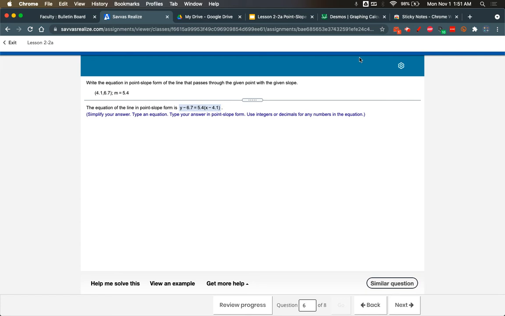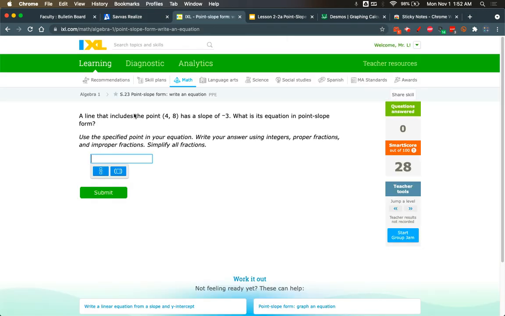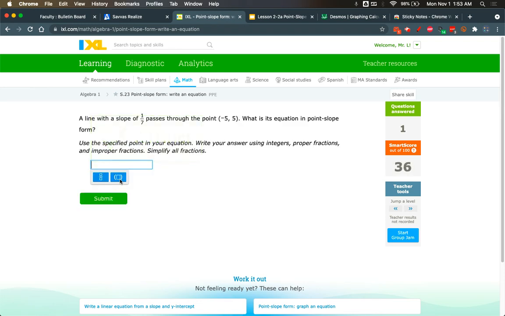So on IXL, I'm going to pause this for a moment so I can load IXL. So the IXL assignment starts off just like the assignment in Savas Realize. It gives you a point on the line and a slope, and you just type in the equation. So it's y minus, the y value is 8, equals the slope is negative 3 times x minus 4. And it's fairly as straightforward as that.